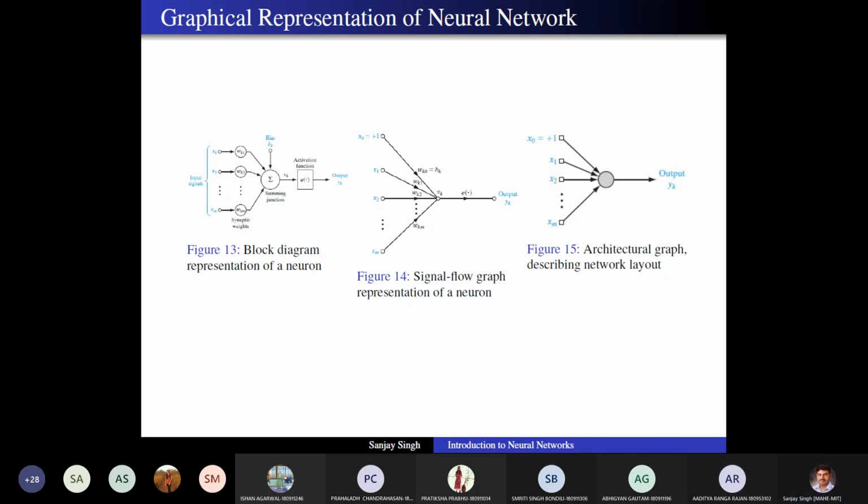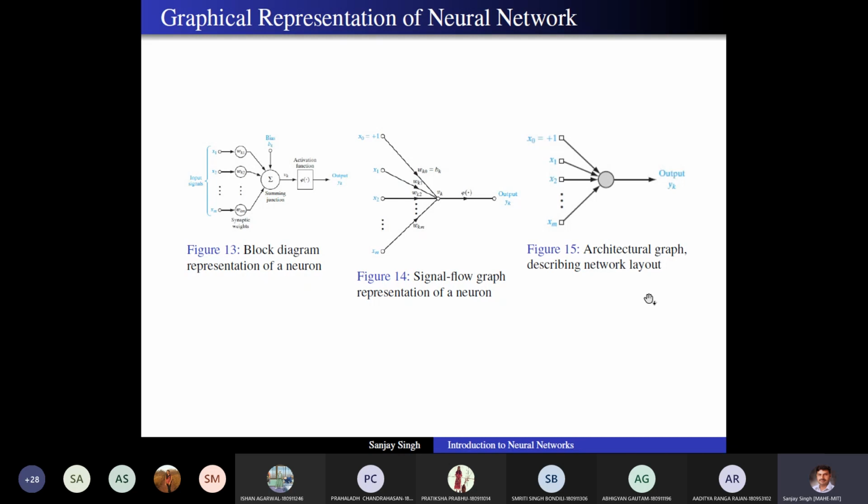Okay. So here, this is the leftmost. You can see figure 13 is talking about the signal block diagram representation of a neuron, and the middle one, as I just told you, is a representation of that in a signal flow graph. You may say there's not much difference as far as complexity is concerned. This will be very clear when we start drawing a more complicated diagram. And then we have something called the architectural graph.